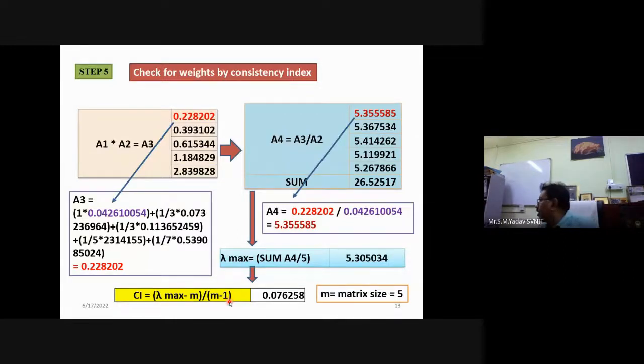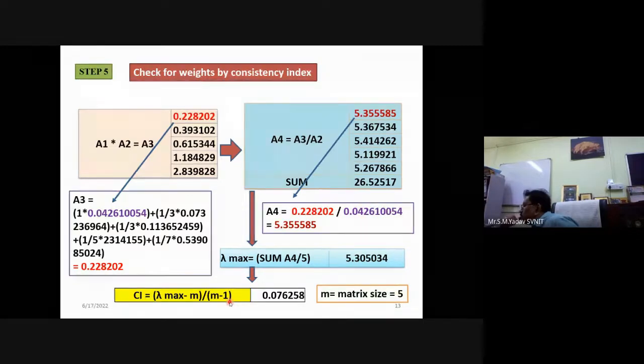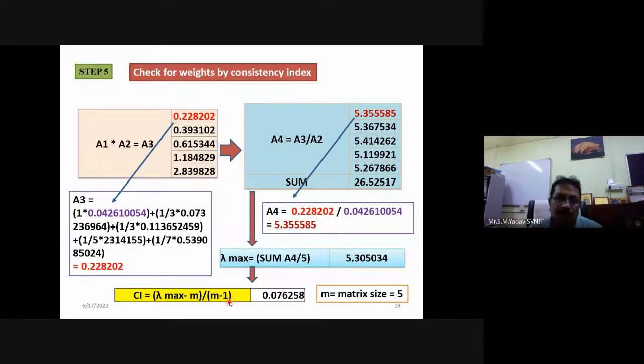Done up to this, everyone? Yes, it is correct, Palvi. 0.07625, correct. Okay, so many of you have done.